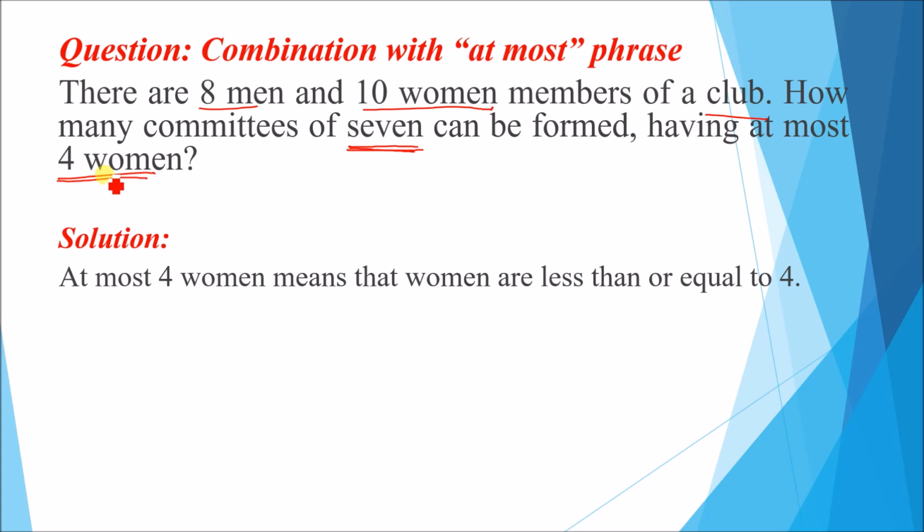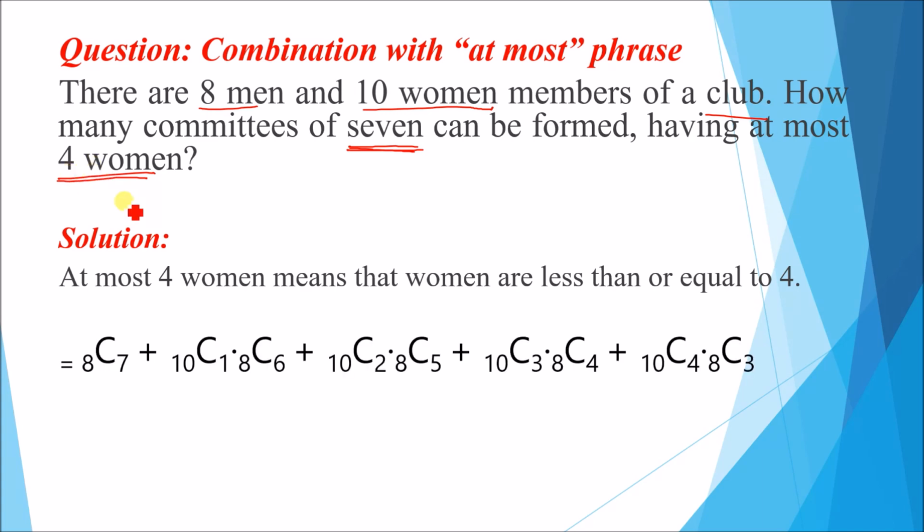Pag sinabing at most 4 women, pwedeng 4 yung babae doon, pwedeng 3 yung babae doon, pwedeng 2 yung babae doon sa 7, or pwedeng 1 yung babae doon sa 7, or pwedeng walang babae doon sa 7. Kasi nga, at most 4 women. Hindi ka dapat lumagpas sa 4. Okay? So, ganito yung process natin.